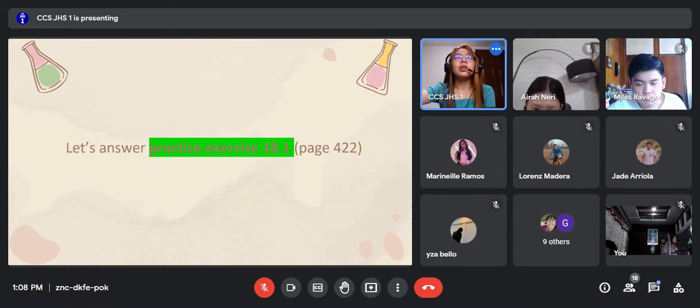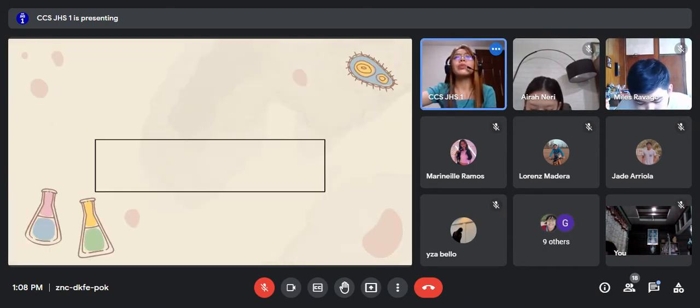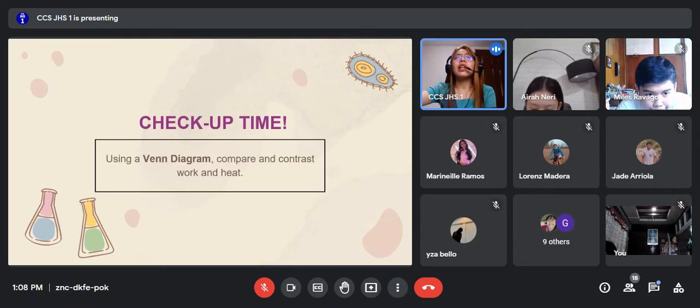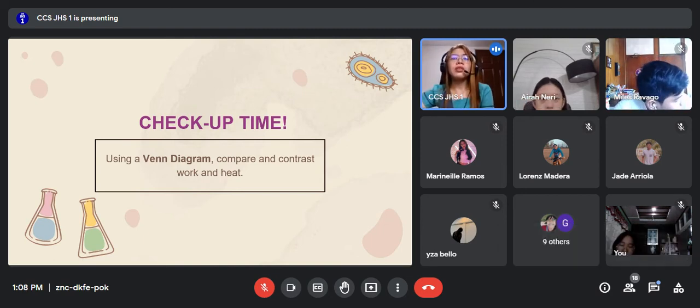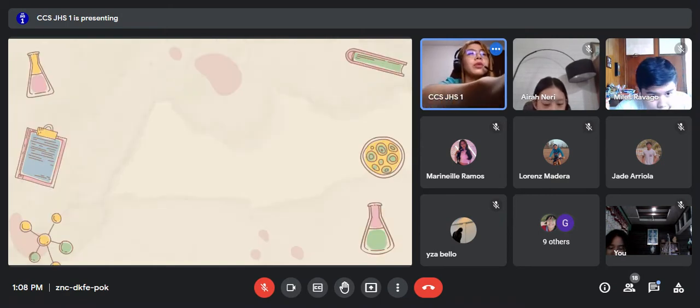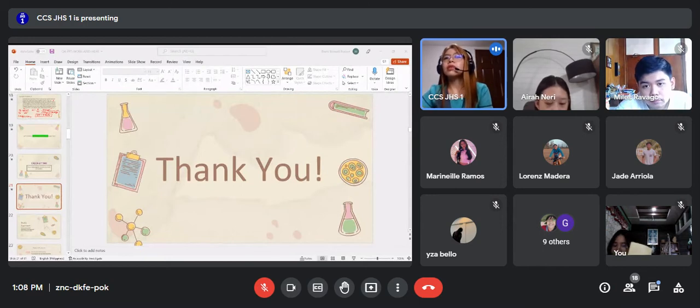This will be done by group. You're going to make a Venn diagram. Okay. So kindly take note of your assignment, practice exercise 18.1, page 422. Okay, check-up time: using a Venn diagram, compare and contrast work and heat. I think you're familiar with Venn diagram. So you just compare and contrast the similarities and differences of work and heat. Okay. So I'll group you into 5 groups para dali. Any question, by the way?